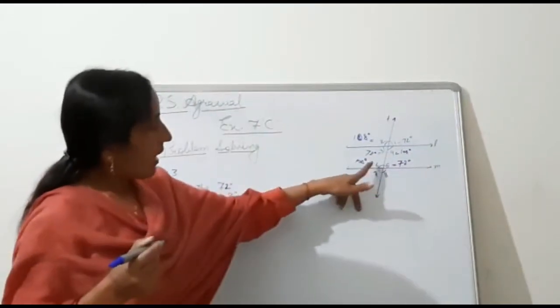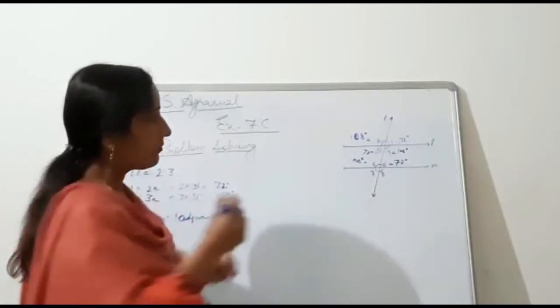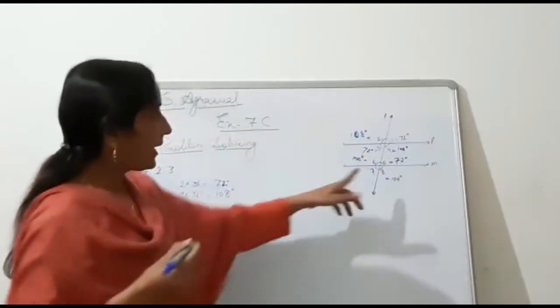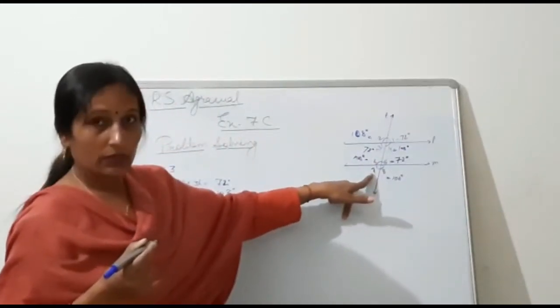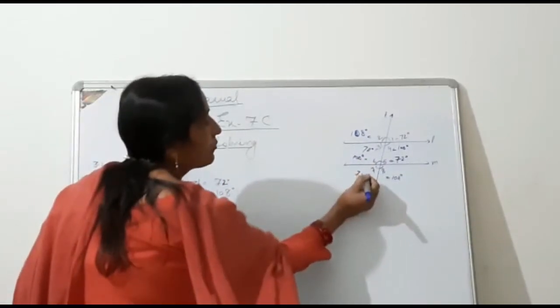Okay. Now angle 6 is equal to angle 8. Both are vertically opposite angles. So angle 8 will be also 108 degree. And angle 5 is equal to angle 7. Both are vertically opposite angles. So angle 7 is equal to 72 degree.